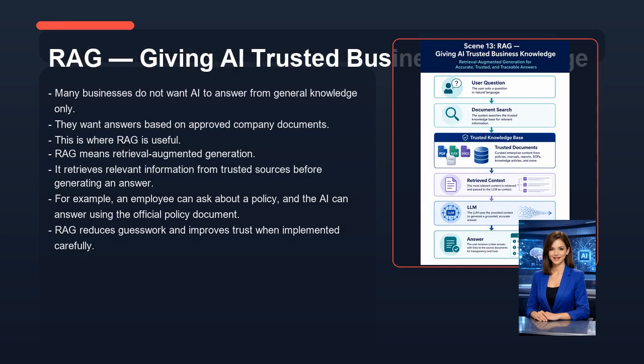Now let's look at RAG, giving AI trusted business knowledge. Many businesses do not want AI to answer from general knowledge only. They want answers based on approved company documents. This is where RAG is useful. RAG means Retrieval Augmented Generation. It retrieves relevant information from trusted sources before generating an answer. For example, an employee can ask about a policy, and the AI can answer using the official policy document. RAG reduces guesswork and improves trust when implemented carefully.